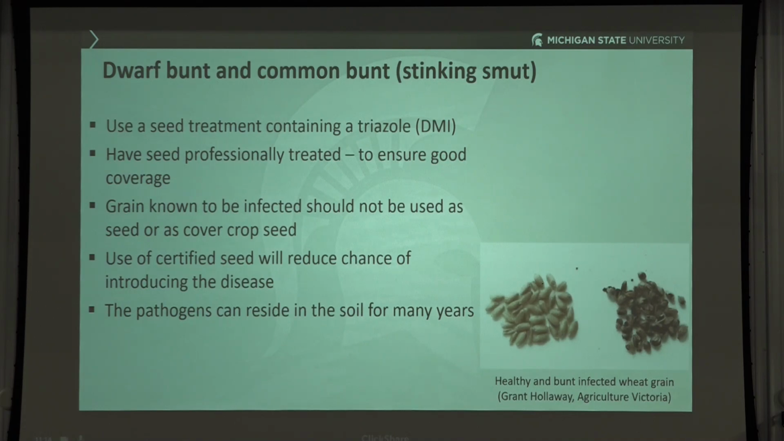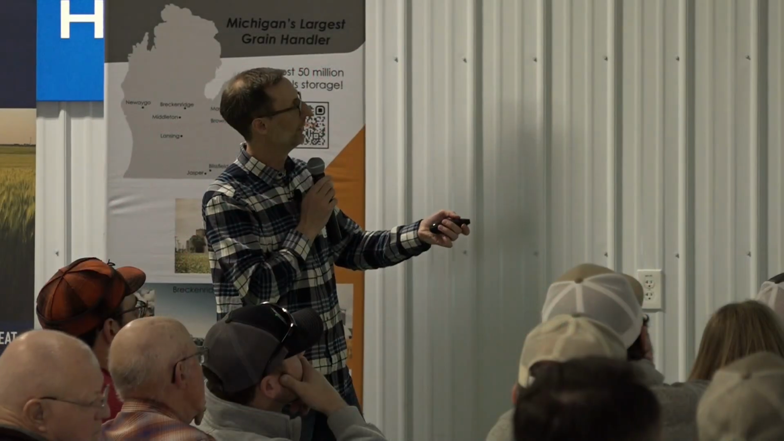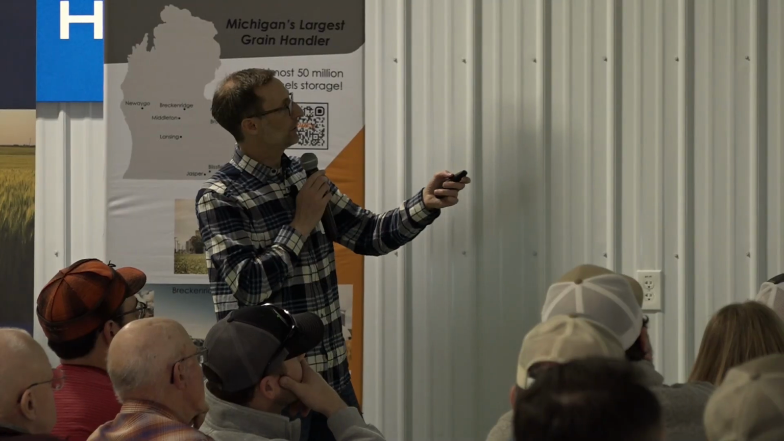Have seed professionally treated. If you're doing a planter box treatment, you're probably not getting very good coverage of that seed. If you're not getting good coverage, you're not going to do a good job at really controlling any of that smut that might be on those grain. And of course, if it's known to be infected, we really shouldn't be using it as seed or cover crop, because that's just going to create issues in that field that you're planting with that infested seed. And this can survive in the soil for many years, and it's just something for us to be aware of as we think about this issue. All right. Are there questions on the smut or bunt?